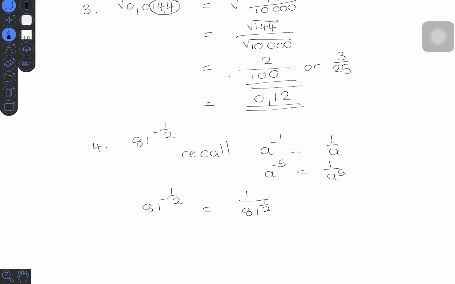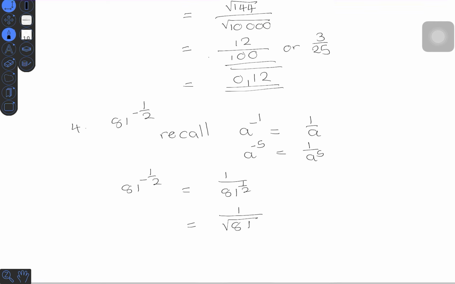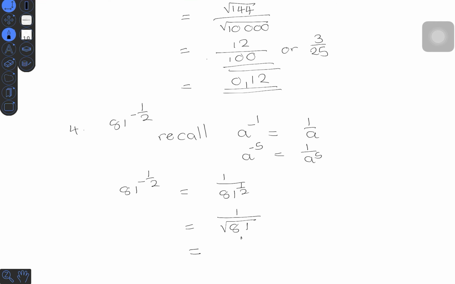When you raise a number to the power half, it's the same as the square root of that number. So it's 1 over square root of 81. Is it clear? If it's clear, let's continue. What is 1 over square root of 81? It's 1 over 9. So 1 over 9 will be our answer there, or 9 to the power minus 1. You're just supposed to show yourself that you are scholarly and you know these things, but this is just enough.